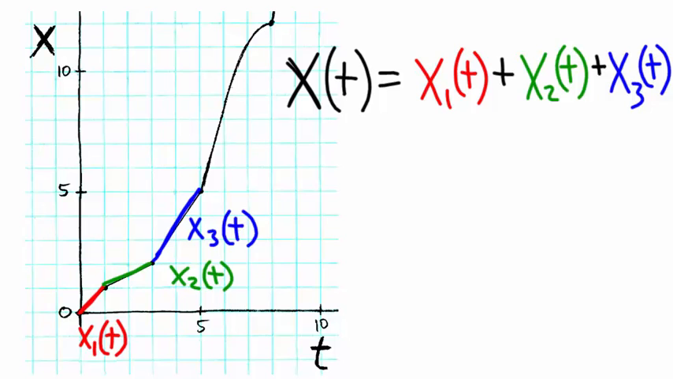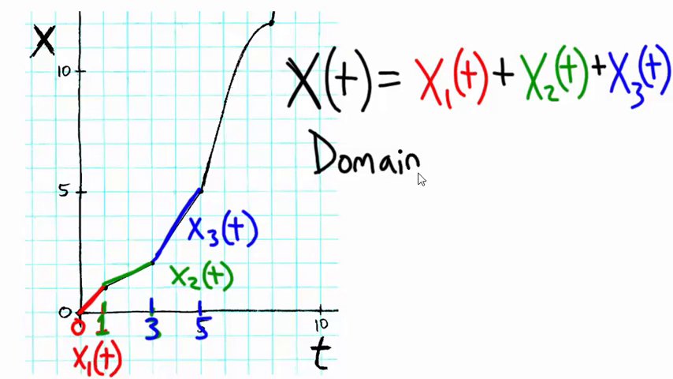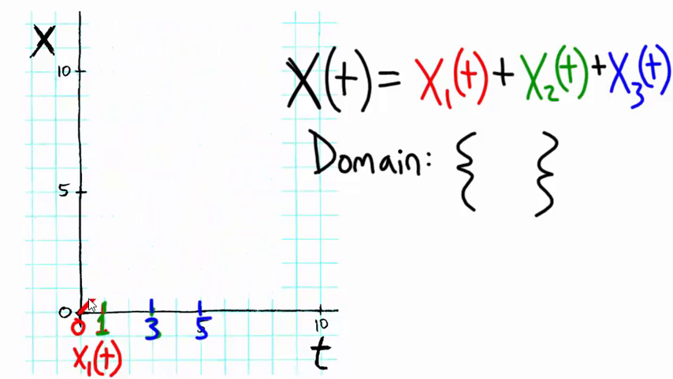It's very similar to one of the problems with the original Batman equation. Notice the domain of x1 is the set of t values between 0 and 1. The domain of x2 is the set of t values between 1 and 3. The domain of x3 is the set of t values between 3 and 5. There are no t values that are common to the domains of all 3 functions, and therefore the domain of big X of t is the empty set. So if you type such a big X of t equation into a grapher, you'd end up with an empty coordinate plane.